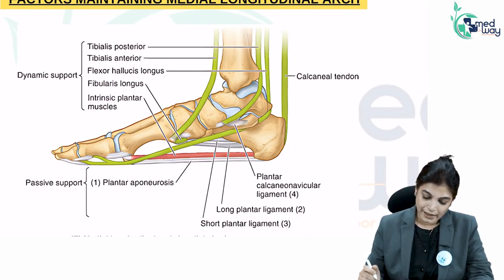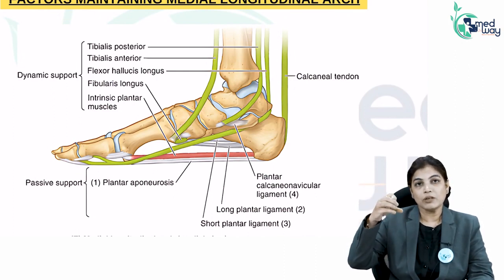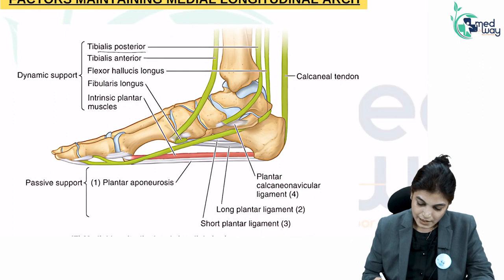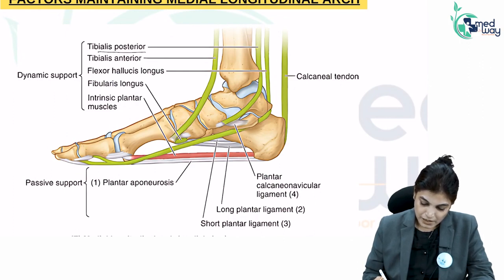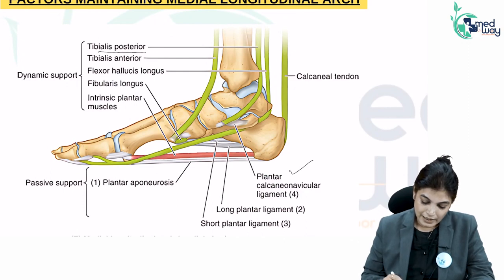So here I would like to tell about the sling support. Sling support means supporting the medial longitudinal arch from the superior aspect. The sling support is given by the tibialis posterior muscle. As you can see, this is the tibialis posterior muscle which is grooving here, and it is correlated with the plantar calcaneonavicular ligament and spring ligament. Other than that, we have the flexor hallucis longus muscle.